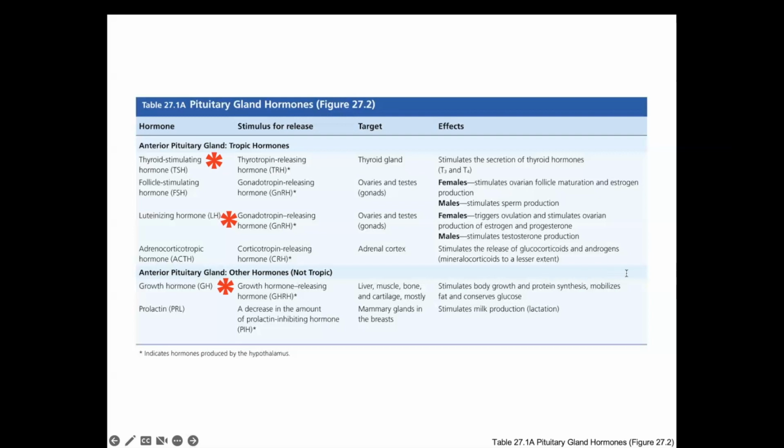Growth hormone stimulates the growth and protein synthesis throughout the body. It mobilizes fats and tells the body to store glucose. Prolactin targets the mammary glands and breast tissue and stimulates lactation.